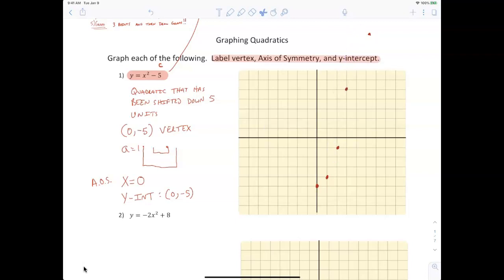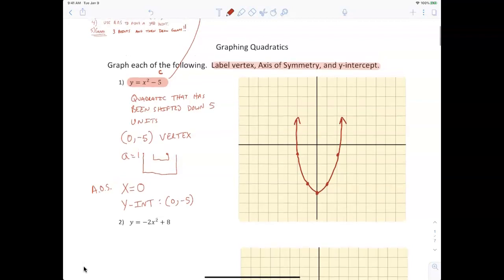And then to the left 1 and up 1. And to the left 2 and up 4. Okay? So that, again, now would be the outline of the parabola. That would be the outline of the parabola. So again, right now, I think that's the easiest way to do it.